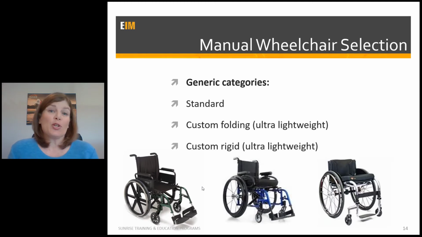Now let's first think about our choices in manual wheelchair selection. This is going to be one of the first things that we will be thinking about, and then we'll be thinking about how to configure this manual wheelchair. Now I know, across my country, across Canada, and across the world, we're all going to categorize manual wheelchairs differently. So let's think generically. There are essentially 3 different categories of manual wheelchairs that we can think about for those who are independently propelling the wheelchair. We can think about a standard wheelchair, a custom folding or ultralight wheelchair, or a custom rigid wheelchair, which is also considered an ultralight wheelchair.